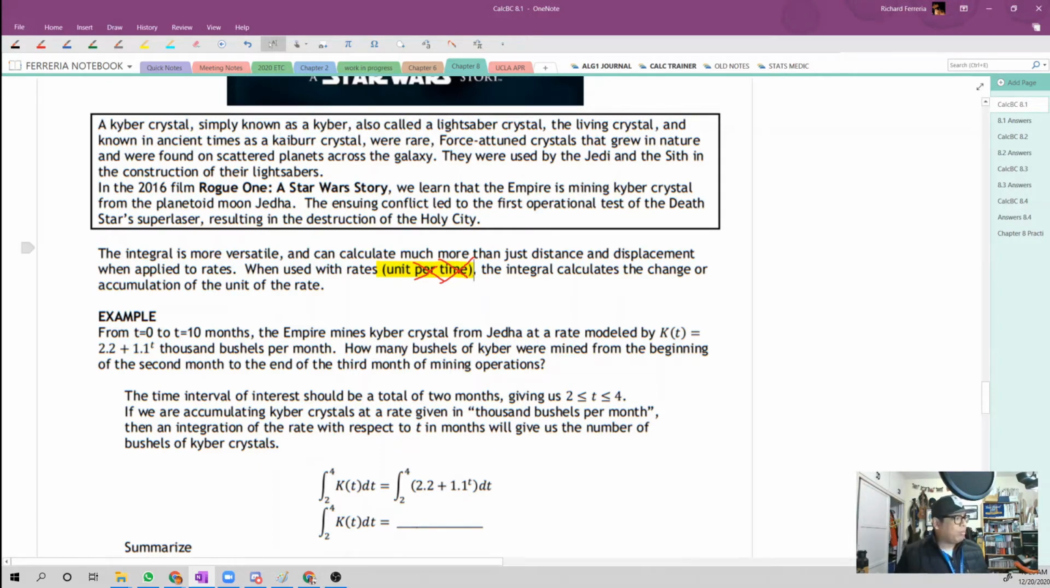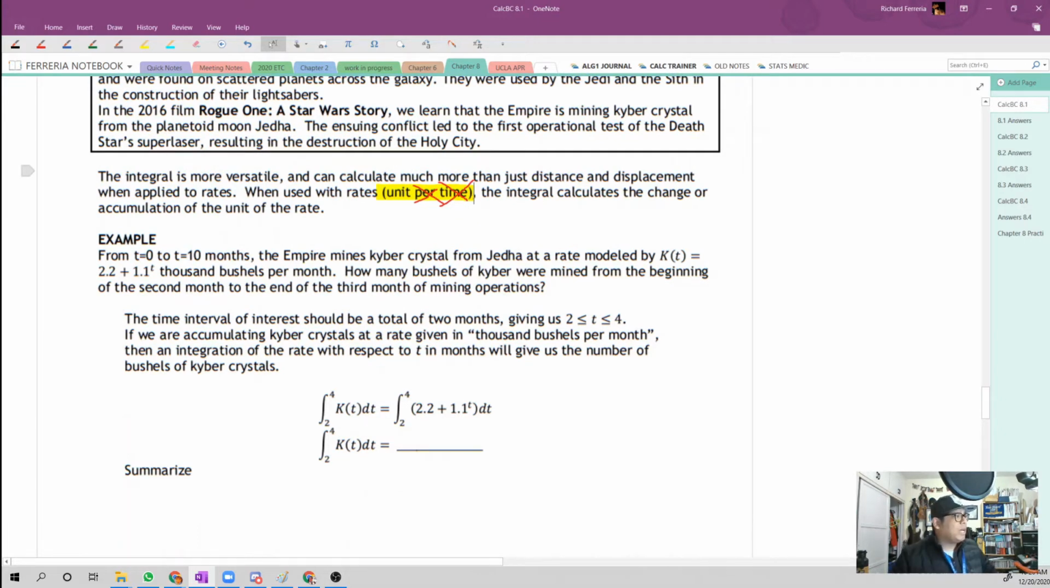In our example, from t equals 0 to 10 months, the Empire mines Kyber crystals from Jedha at a rate modeled by K(t) equals 2.2 plus 1.1 to the t power, in 1,000 bushels per month. How many bushels of Kyber were mined from the beginning of the second month to the end of the third month of operations?